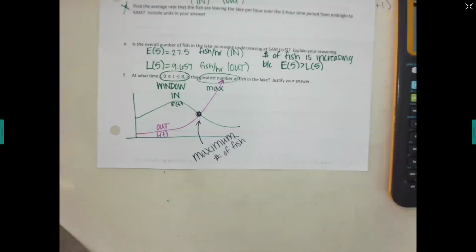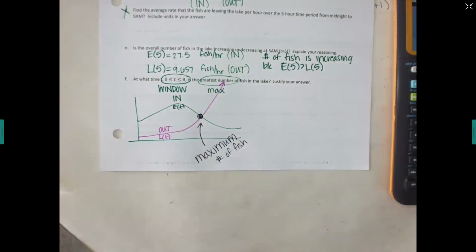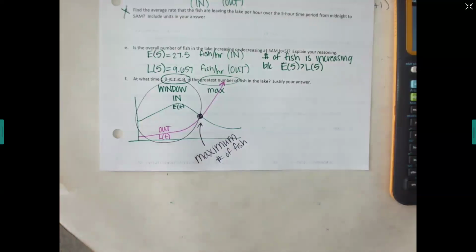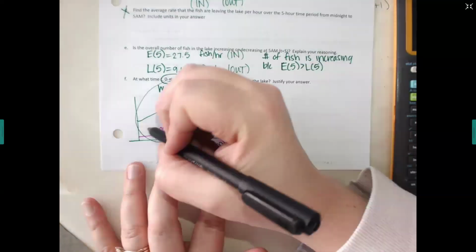I want you to think about overall levels. We know that a max occurs when you switch from uphill to downhill, right? So increasing to decreasing, that's what a max is. Let's talk about the overall number of fish. For this half of the graph, which rate is bigger, the in or the out? In, which means overall, the number of fish is going which way, up or down? Up, because which one's bigger? The in. So overall, my number of fish is going up.